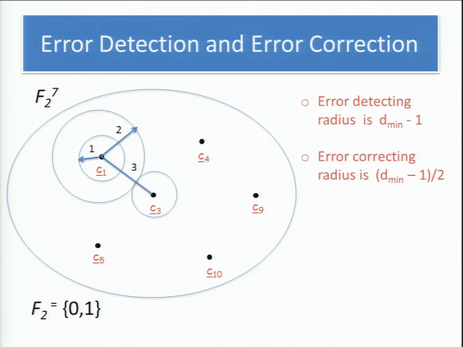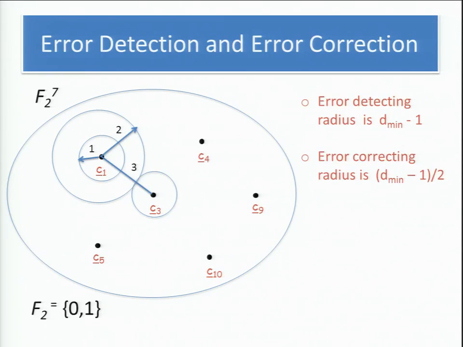It is (d-min minus 1) by 2, but will it be a floor or a ceiling? It should be a floor, because we should always be on the safer side when we are claiming something. When we say I will definitely do this, we should take a floor. So this is the error correcting radius, and if you plug in 3, it is 1, so a Hamming code can correct one bit flip always.